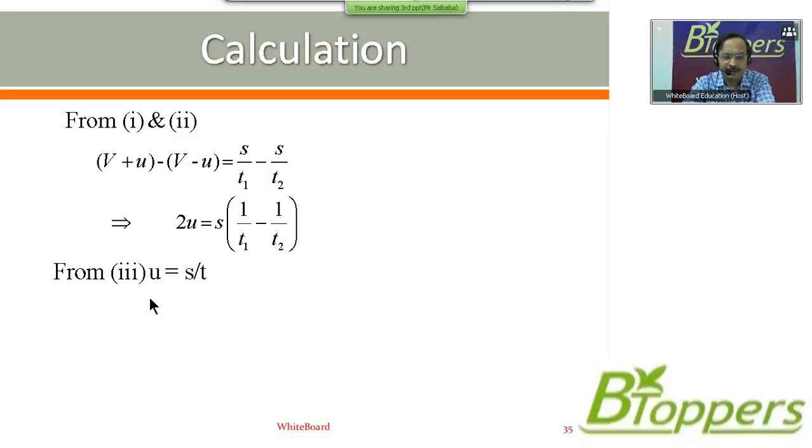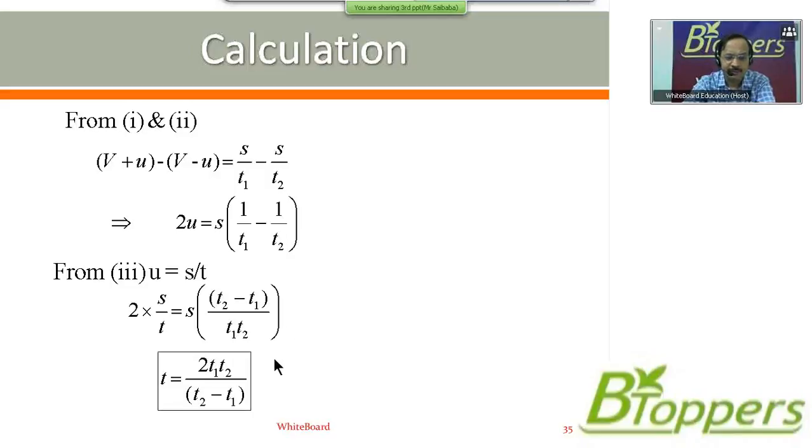You can substitute. From third equation, you can write U equal to S by T. You can substitute U equal to S by T on the left hand side. Come and simplify it yourself. Solve for the time T in terms of T1 and T2. You can substitute U equal to S by T here on the left side. You get this equation. You can simplify this, you get the result I have given in the beginning. In case you are interested to copy the solution, you can take a pause and copy the solution. You get T equal to T1 T2 by T2 minus T1.